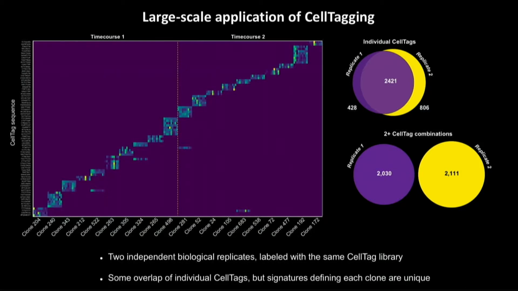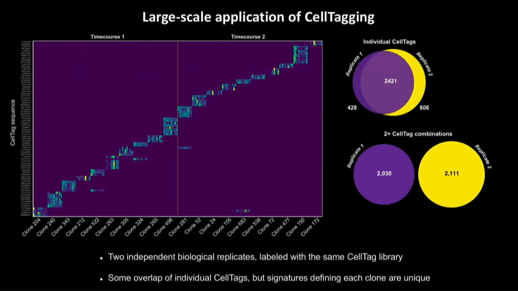So when we look at individual cell tag overlap, we can see that many cell tags are shared between these biological replicates. But then when we look at the combinations of 2 or more cell tags to build this signature, we see that there's no overlap whatsoever between the biological replicates. So it's a really reliable system.